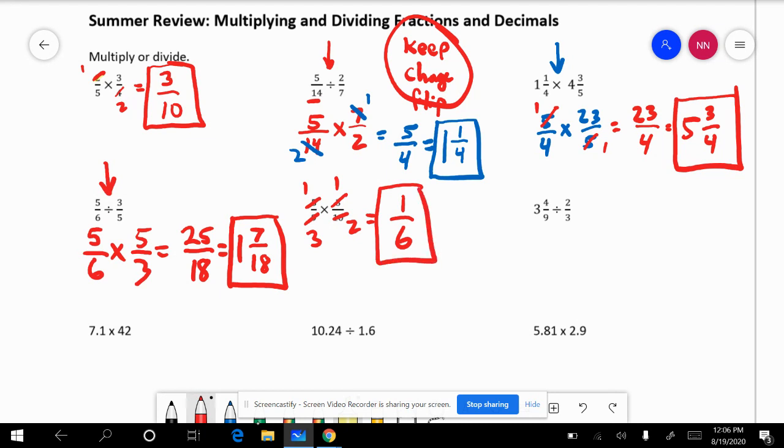Now, looking at our next one, it's division. So we know we're going to keep, change, flip. But I need to change the mixed number into an improper fraction. 9 times 3 is 27, plus 4 is 31. I'm going to change it to multiplication. I'm going to flip my second fraction to 3/2.